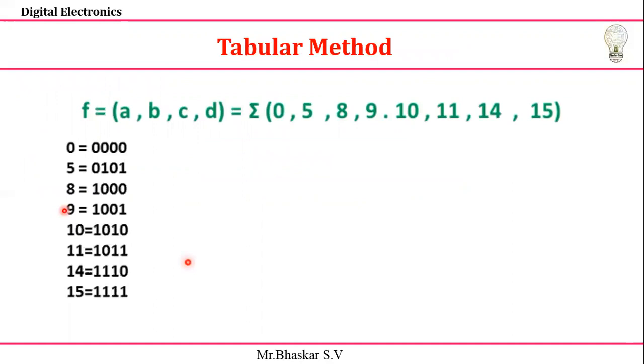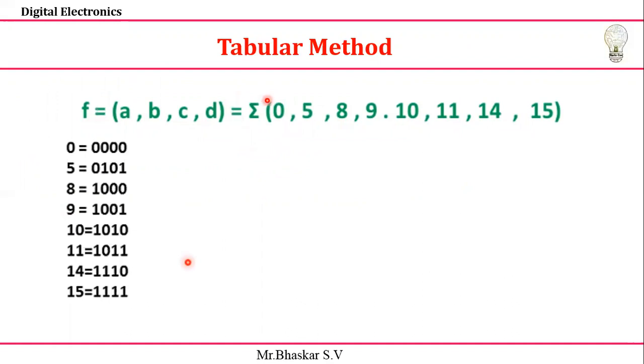I am going to take one example. F of a, b, c, d is equal to the summation of 0, 5, 8, 9, 10, 11, 14, 15. This is a 4-variable function, and the summation means I'm going to use minterms.